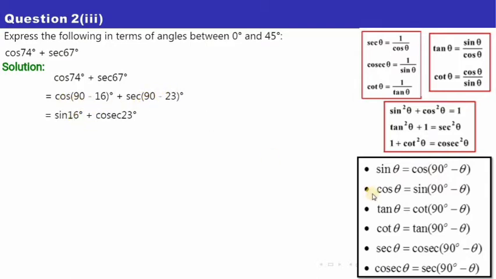Sec 90 minus theta, the last one says, sec 90 minus theta is cosec theta, and theta is 23. So that's why this becomes cosec 23 degree. Okay, so this is my answer for this particular question. So you may pause the video and note down your solution.